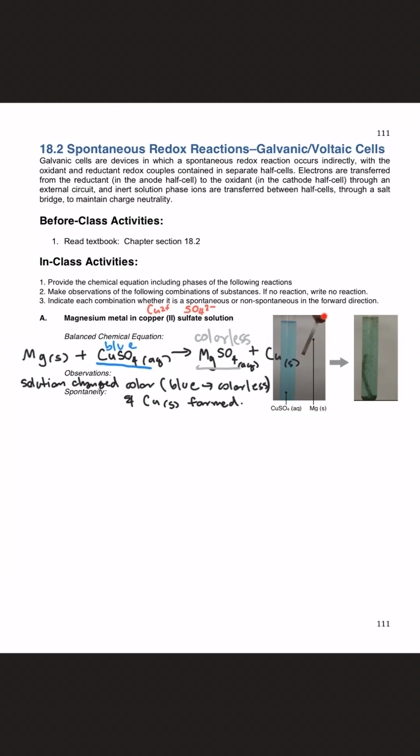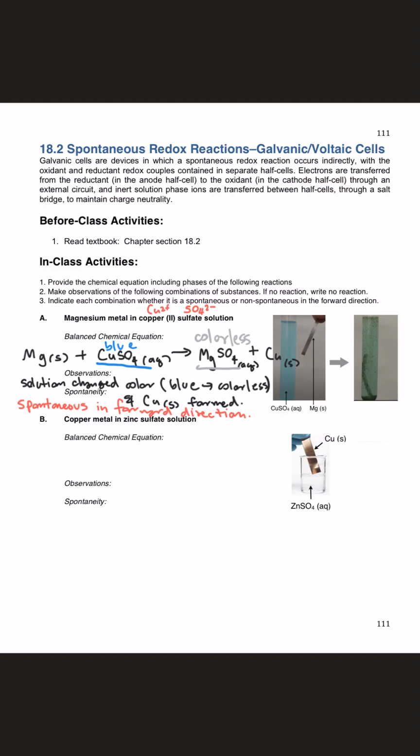When you add the magnesium strip into copper sulfate, you see the reaction happen right away, and it doesn't need any ongoing outside intervention. Therefore, this process is considered a spontaneous process in the forward direction, because when you react these two together, they spontaneously react to form magnesium sulfate, which is colorless, and the copper solid that you observe here. Therefore, the process is spontaneous in the forward direction.